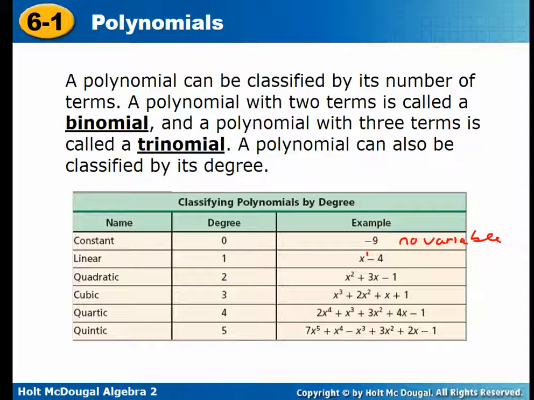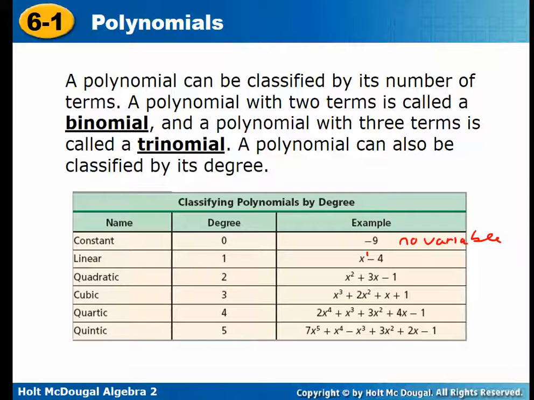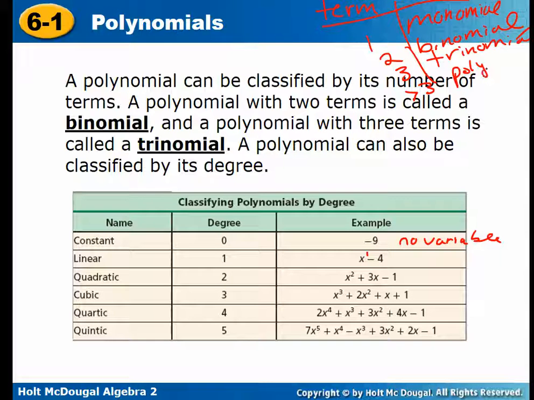So you can classify by degree or by number of terms. If you have more than a trinomial, then we just call it a polynomial after that. So by number of terms, we have a monomial, that's just 1 term. We have a binomial, that's 2 terms. And we have a trinomial, that's 3 terms. After that, so greater than 3, we just call it a polynomial. We gave up on making special names. You might find some books that use special names, but we're just going to call it a polynomial after that.